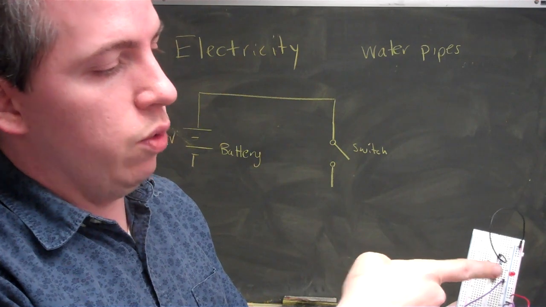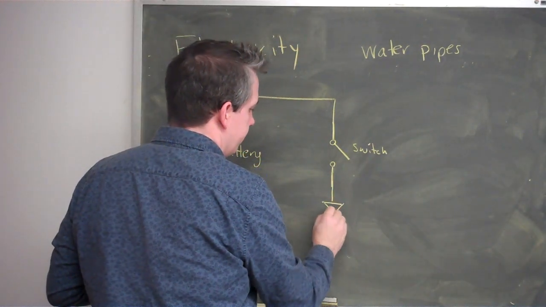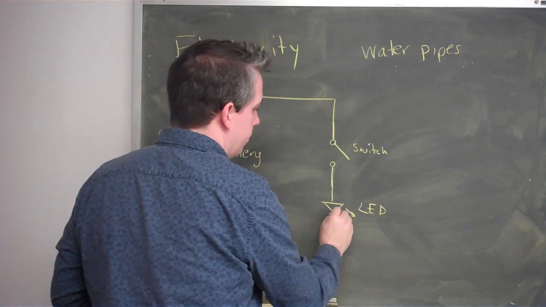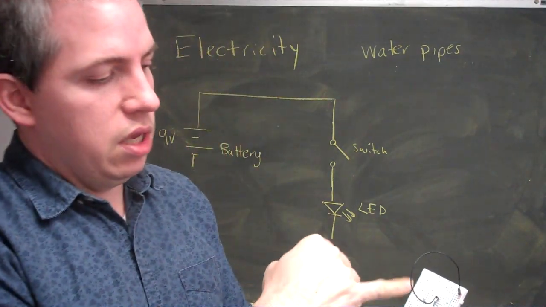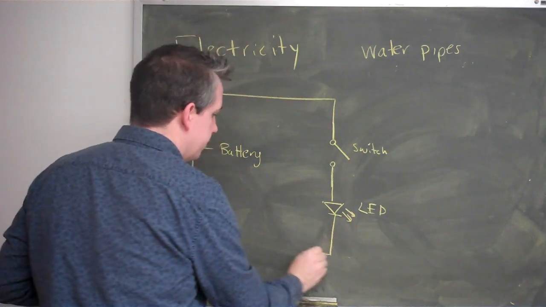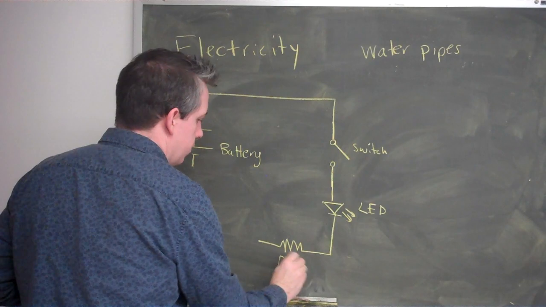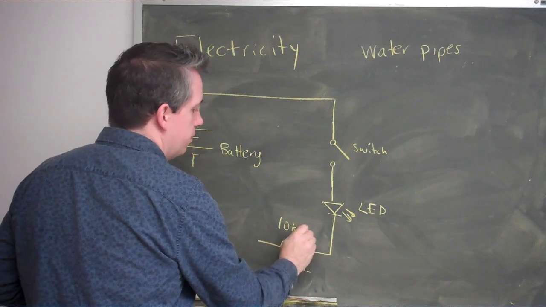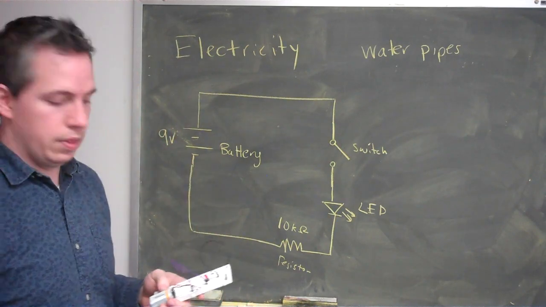From the switch, it runs through an LED light bulb. So here's an LED light bulb. And then from the LED light bulb, it runs through a resistor. And the resistor that I have on it right now is 10k ohms. And then from the resistor, it runs back to the battery.